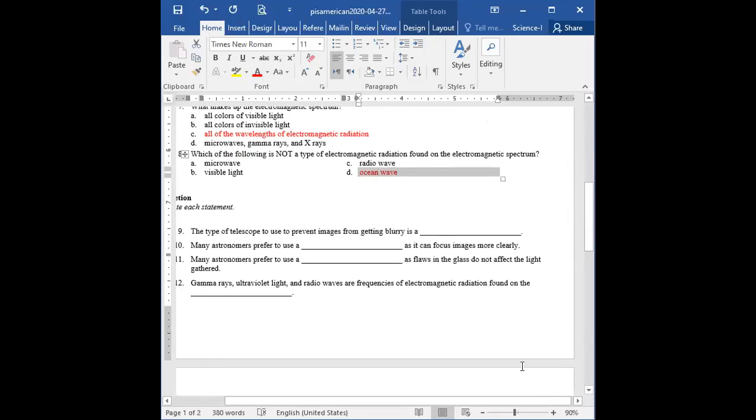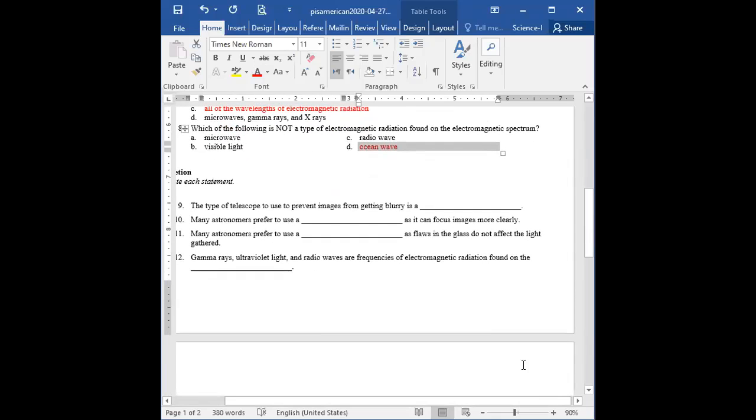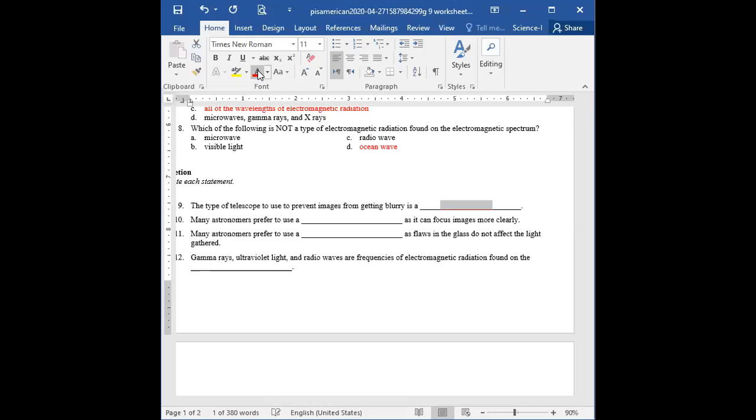Let's pass to the next type of question. Let's start to complete these statements. The type of telescope to use to prevent the image from getting blurry is... So what kind of telescope is used to fix the problem of the blurring image of the refracting telescope? What about the others, guys? Try to share. Yes, Sama? Reflecting telescope. Yes, good. So, reflecting telescope.